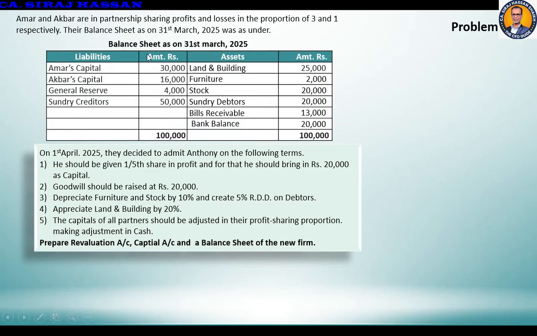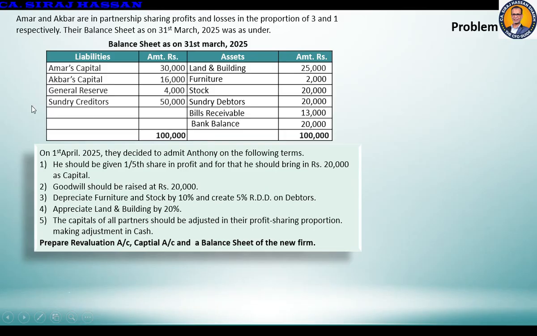We have got Amar and Akbar sharing profits and losses in the ratio of 3:1. The balance sheet as on 31st March 25 is as follows. As usual, all the assets except the bank balance will go to the new balance sheet and the bank balance will go to the separate ledger account. Akbar's capital and Amar's capital will go to their respective capital accounts, and the general reserve will be distributed between these two partners, and sundry creditors will go to the new balance sheet.